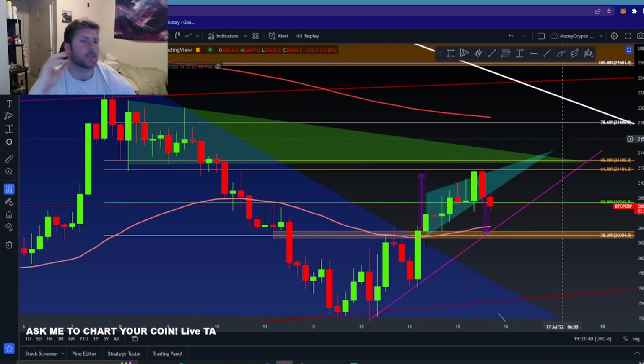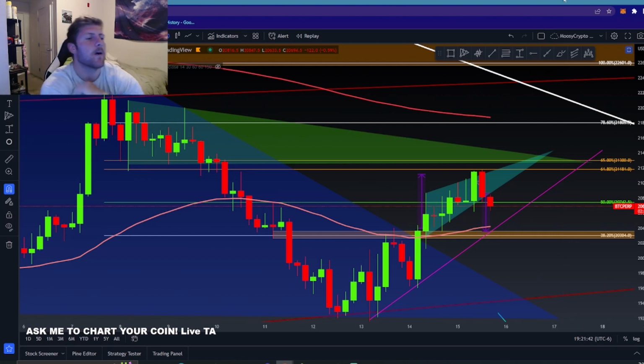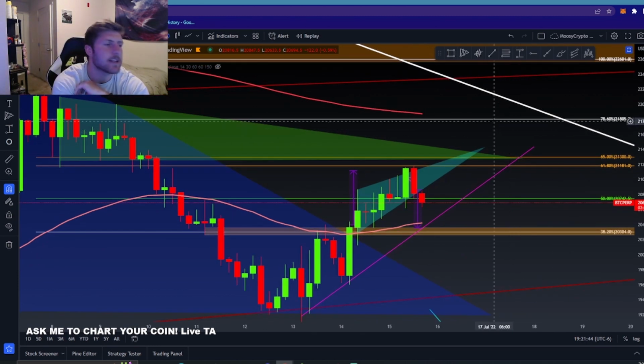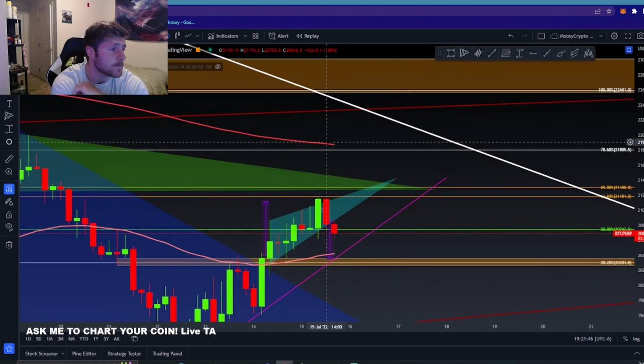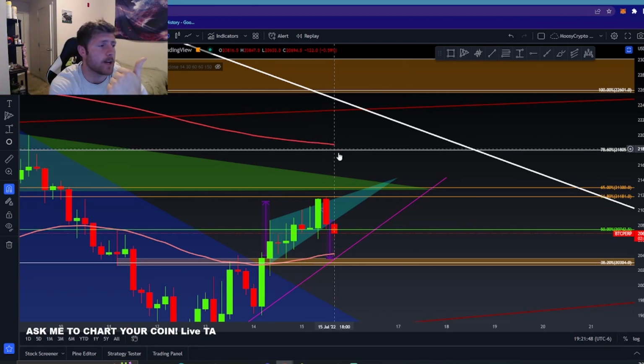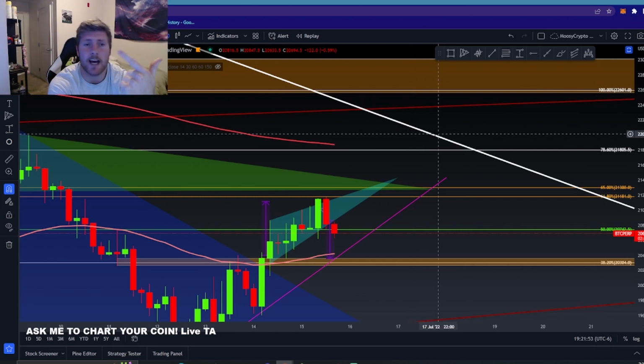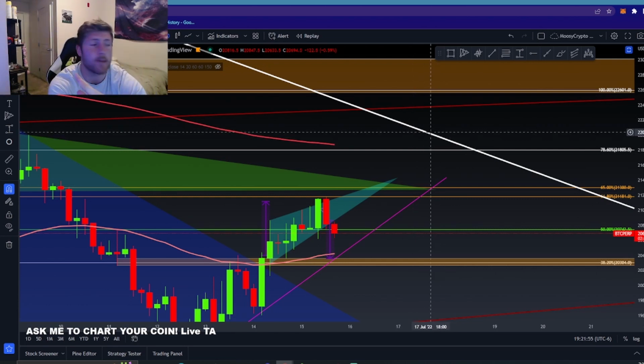Let's confirm that we're ready to go down. If we notice right now how everything lines up, you can see 200 EMA, 1 confirmation, 78.6, 2 confirmations. Your trend line down, 3 confirmations. And that's 3 confirmations alone, right?